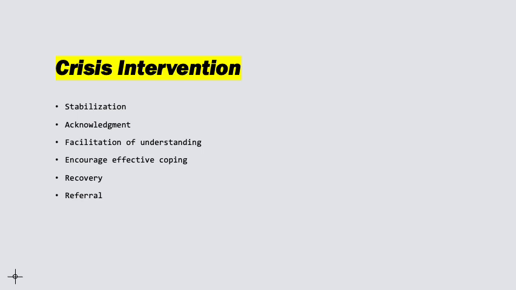Next step is E, encourage effective coping. Tap into their existing coping tools and resources and identify external resources of support to facilitate coping. First R is recovery. We're going to assess and establish the patient's ability to function safely. Second R is referral. Make referrals as needed.